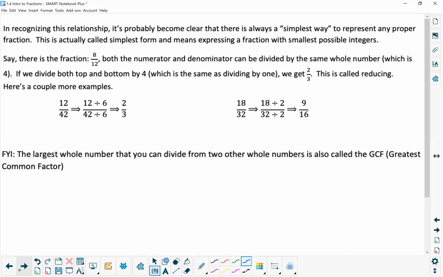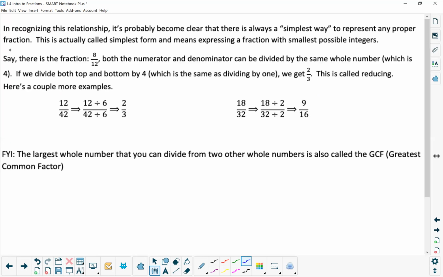In recognizing this relationship, it probably becomes clear that there's always a simplest way to represent any proper fraction. It's actually called simplest form. I call it reduced form. It means expressing a fraction with the smallest possible integers.